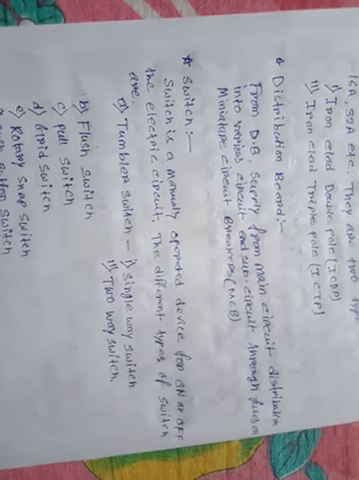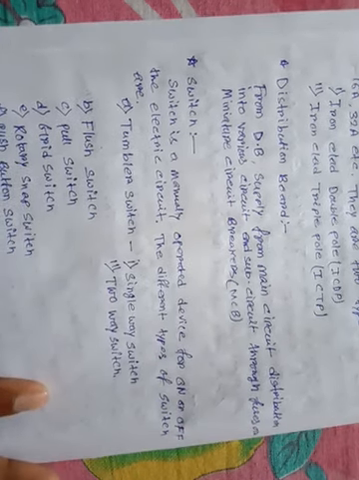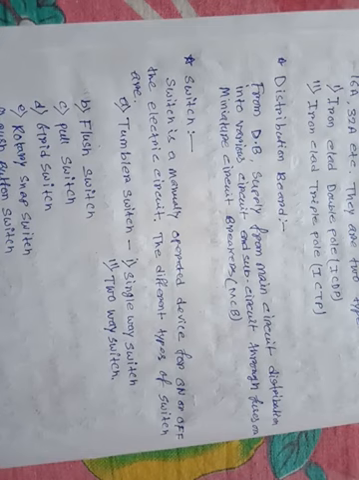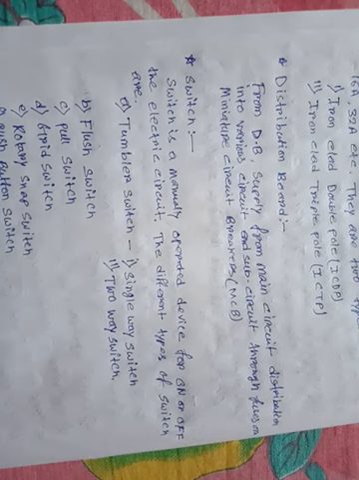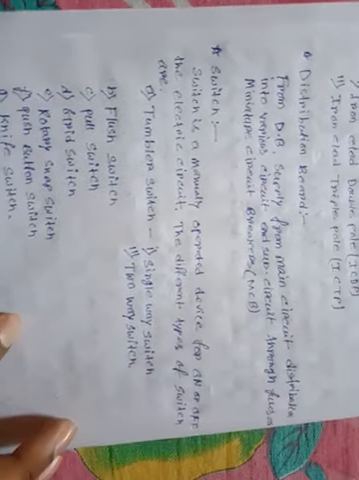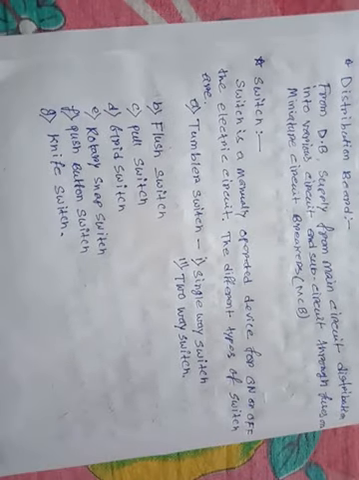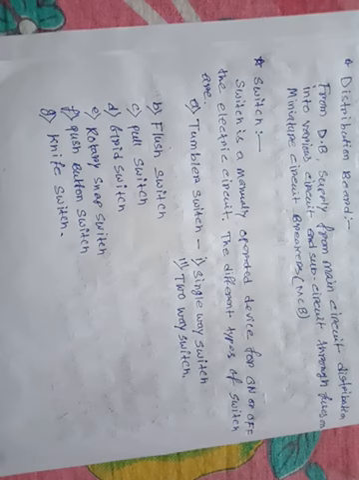Option B, flush switch. Option C, the pull switch. Option D, grid switch. Option E, rotary snap switch. Option F, push button switch, and option G is a knife switch. There are different types of switches used for electric wiring purposes.